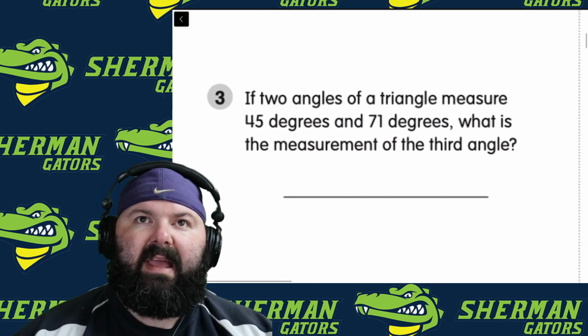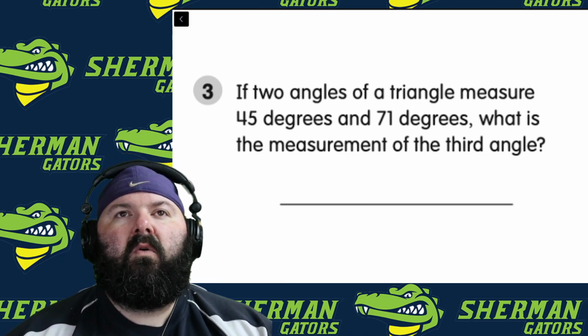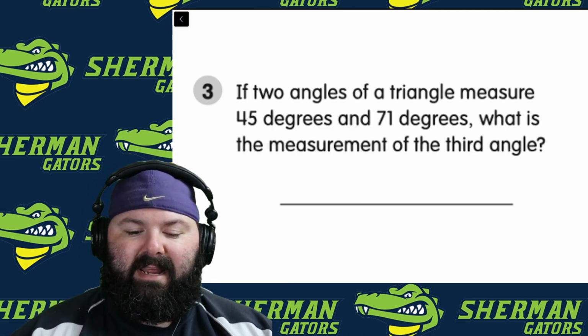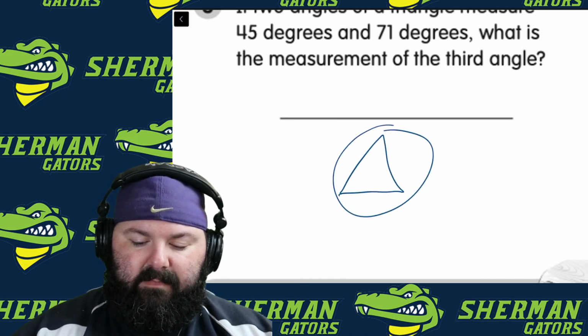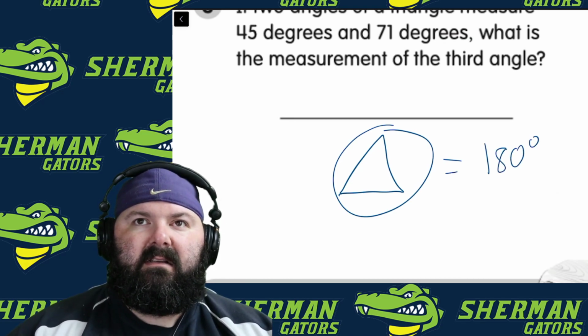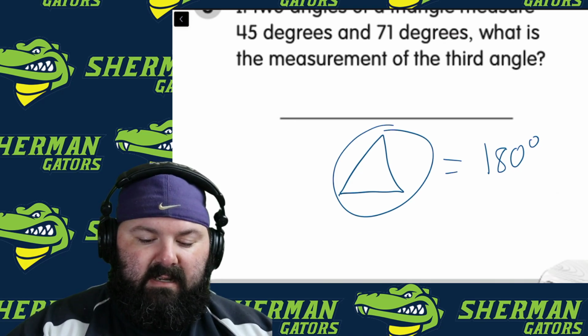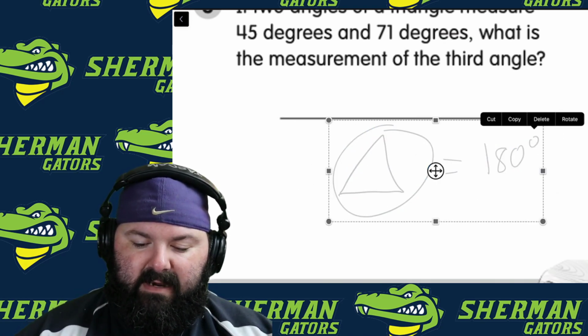Number 3, if two angles of a triangle measure 45 degrees and 71 degrees, what is the measure of the third angle? Remember, on a triangle, all three angles, when you add them all up, are going to equal 180 degrees. So you want to make sure and use that information to help you out.